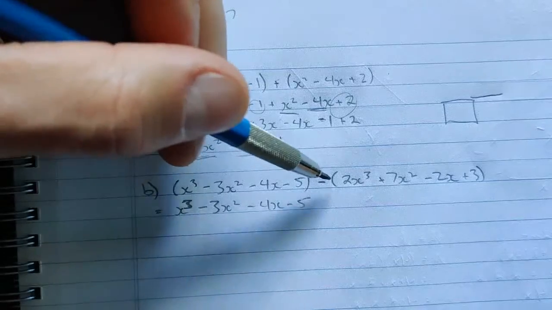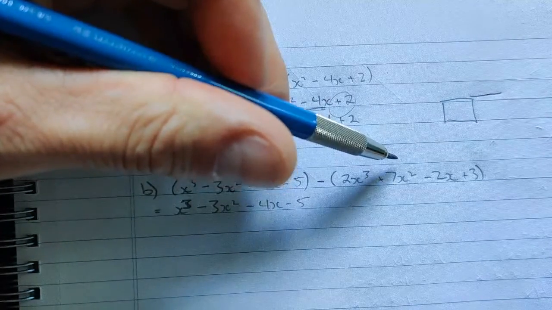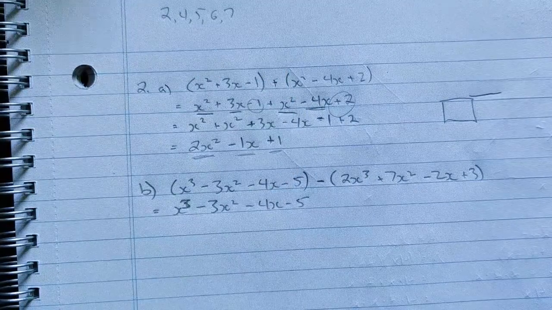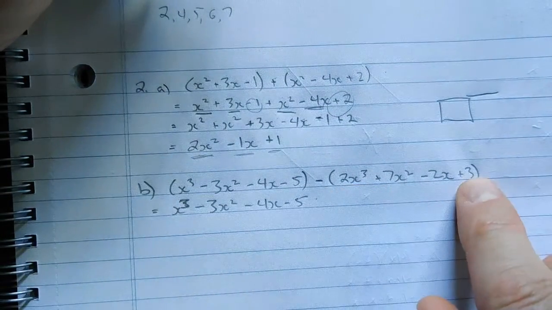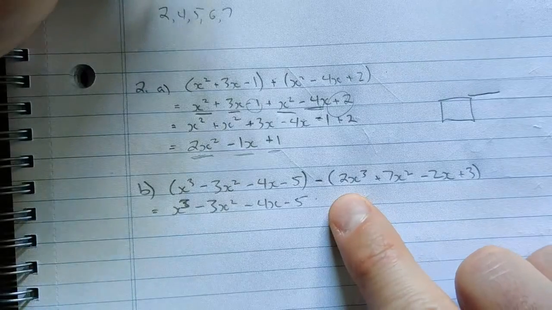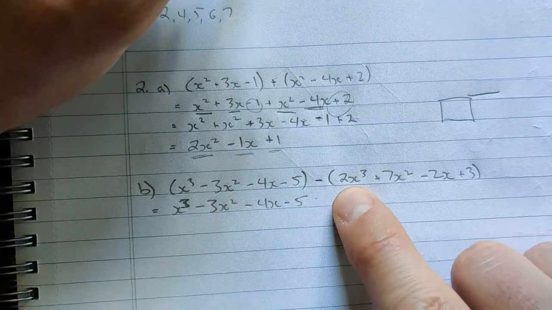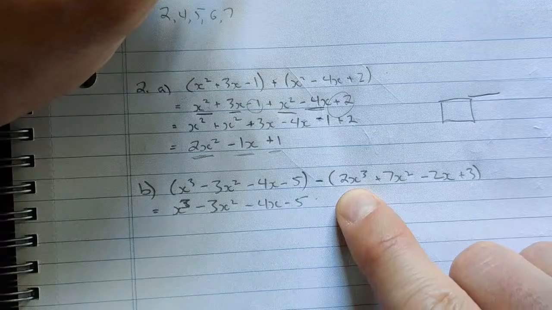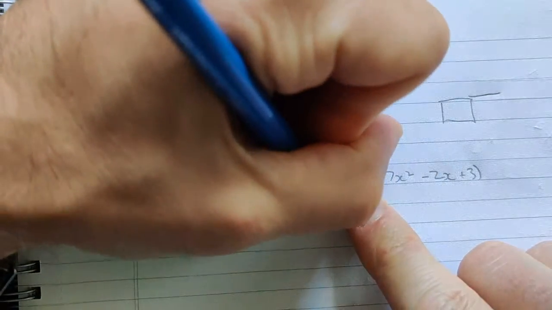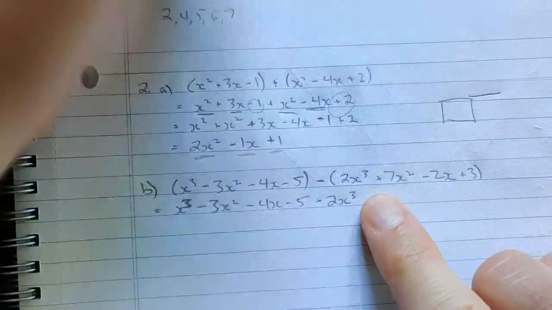But now, because there's a subtraction here, we're subtracting this. When we're subtracting something, it means we've got to add their opposites. So we're going to add the opposite of each thing in here, which is going to make each of these switch. So positive 2x cubed is going to become minus 2x cubed. Positive 7x squared is going to become minus 7x squared.